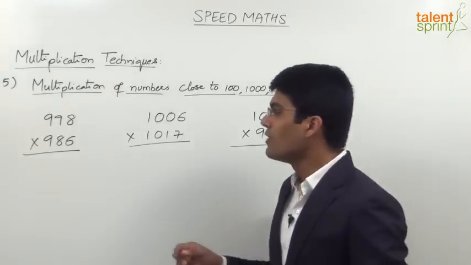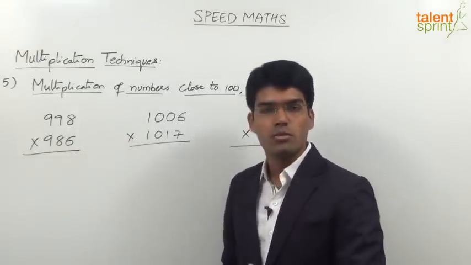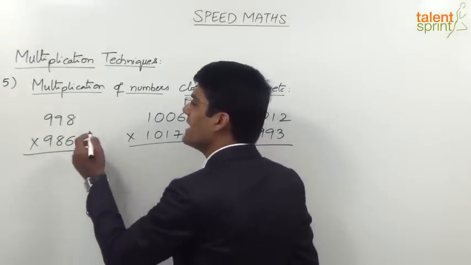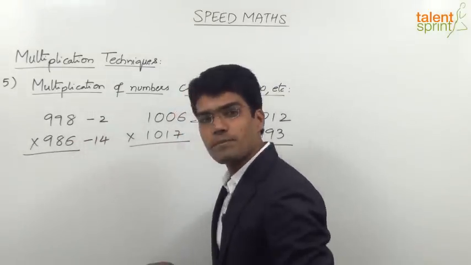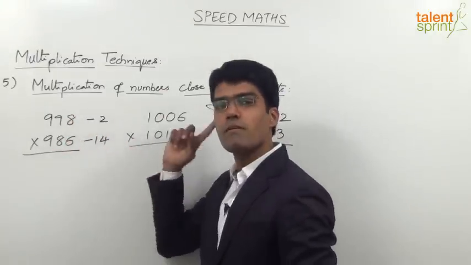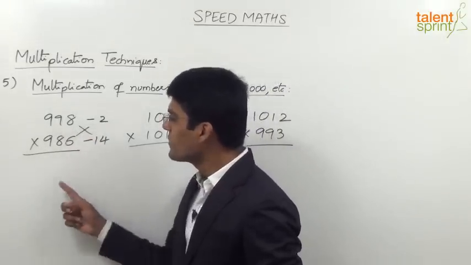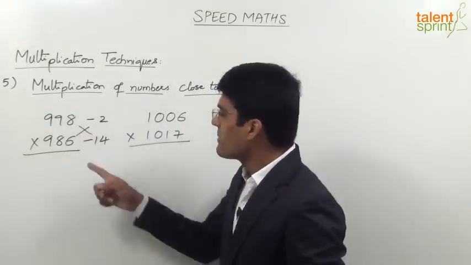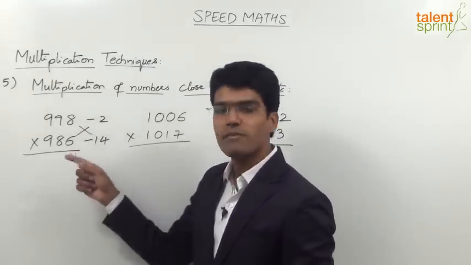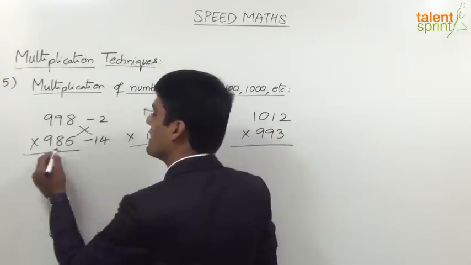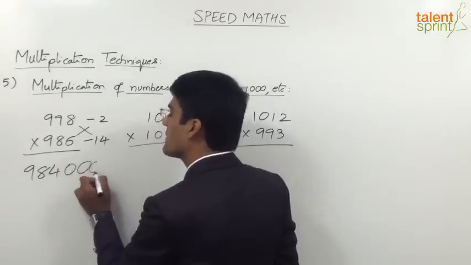So the first step here is to find out the distance of the given numbers from 1000. Both the numbers here are close to 1000. So 998 is 1000 minus 2 and 986 is 1000 minus 14. So these are the distances of the given numbers from 1000. Now we need to take the cross differences. That is either 998 minus 14 or 986 minus 2. Now subtracting 2 from 986 is easier. So let us directly take that in the answer. Why? Because anyway both of them will give the same result. So 986 minus 2 is 984. And remember, there are three zeros after the answer.